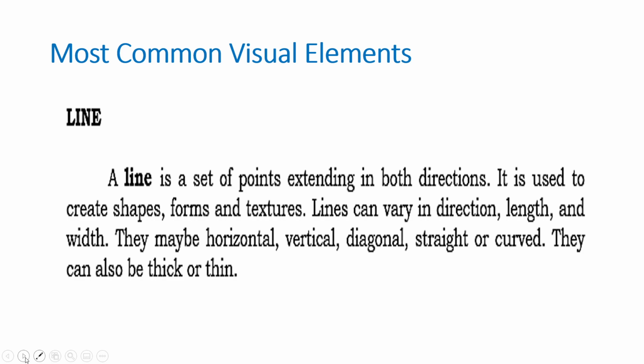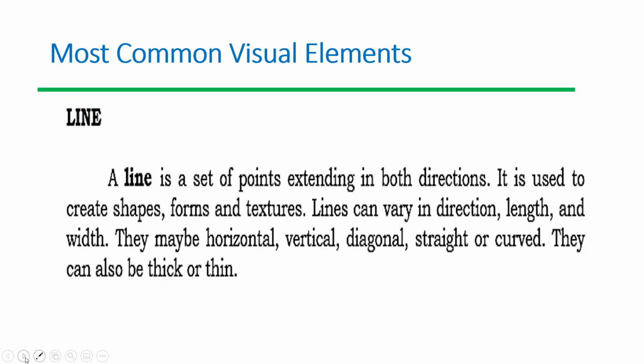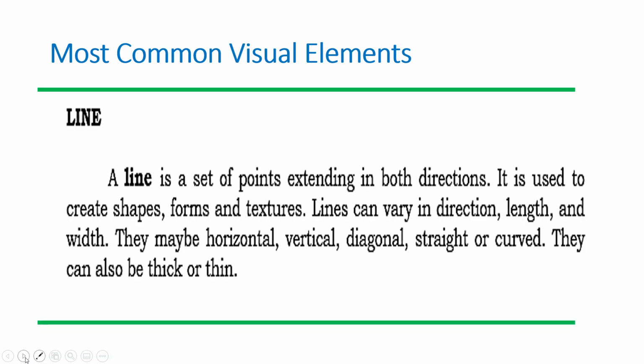Most common visual elements. Line. A line is a set of points extending in both directions. It is used to create shapes, forms, and textures. Lines can vary in direction, length, and width. They may be horizontal, vertical, diagonal, straight, or curved. They can also be thick or thin.